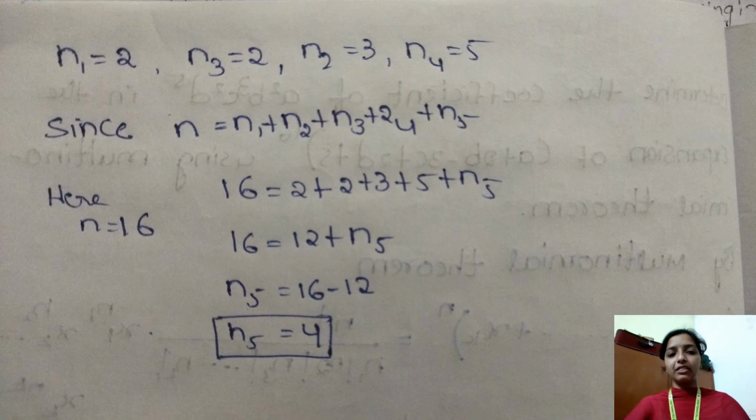Here n1 equals 2, n2 equals 3, n3 equals 2, n4 equals 5. These values we use for the coefficients. Since we know that the sum is n equals n1 plus n2 plus n3 plus n4 plus n5, and here n equals 16, with n1 equals 2, n2 equals 3, n3 equals 2, n4 equals 5, we add all these to get 12 plus n5. So n5 equals 16 minus 12, n5 equals 4.